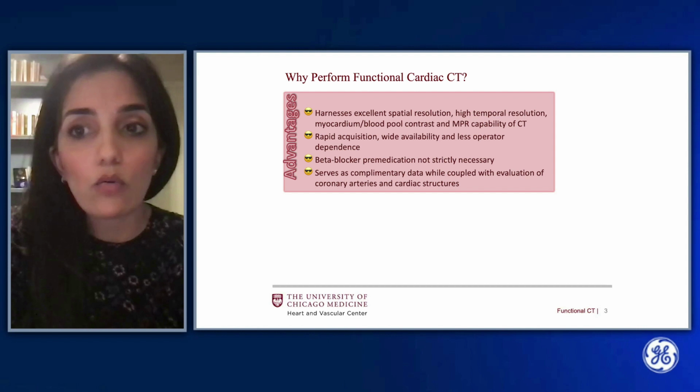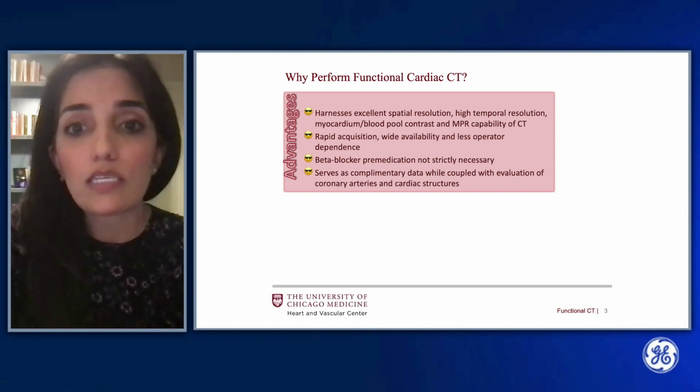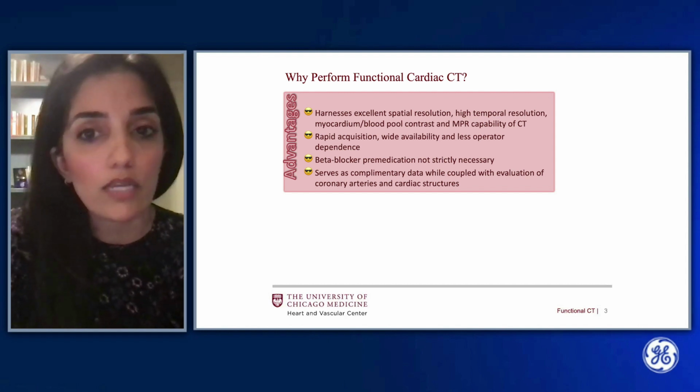CT can be rapidly acquired with scanners available widely and less operator dependence with the correct protocols in place. Additionally, beta blocker premedication is not strictly necessary, though it may be helpful in certain applications that we'll discuss in a bit. Lastly, functional CT can provide complementary data coupled with evaluation of coronary arteries and cardiac structure.